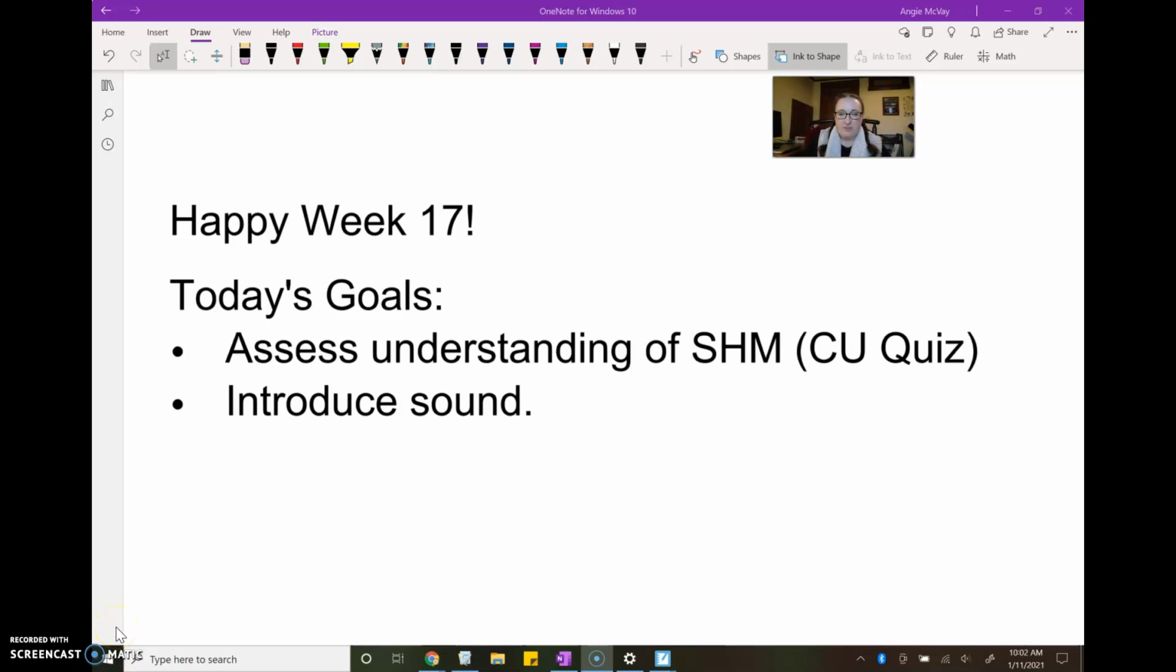Today's goals are to assess your understanding of simple harmonic motion. You took a check for understanding quiz at the beginning of class, and today I'm going to introduce sound. I suspect today's lesson will be a little bit shorter so that you have a chance to ask questions, especially with regards to your IA.